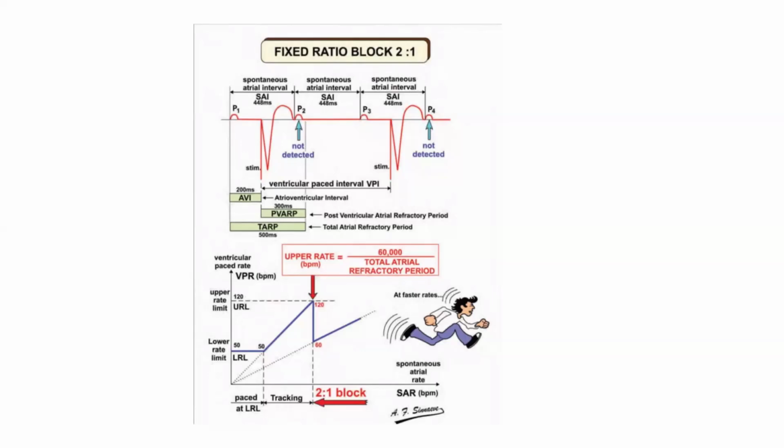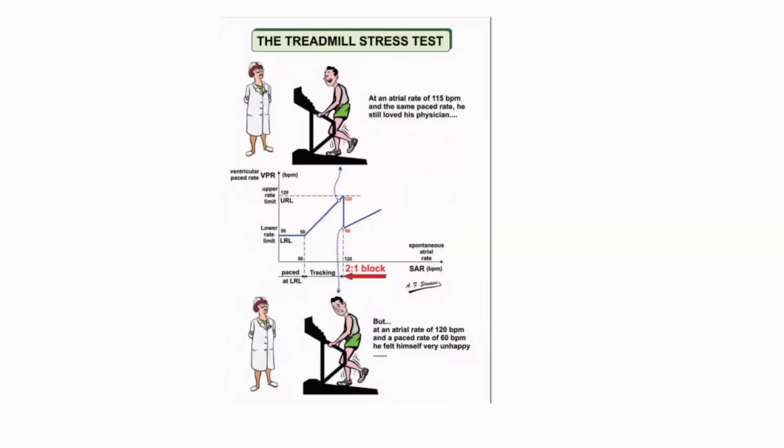You can calculate it by measuring the AV delay and the PVARP. So to avoid it, sometimes you need to increase the rate. But this is a basic behavior of the device. You can't avoid this, or you can't cancel this. And this may occur and cause the patient symptoms. So as we learned from our prof, Dr.